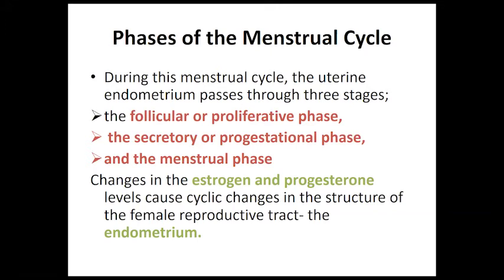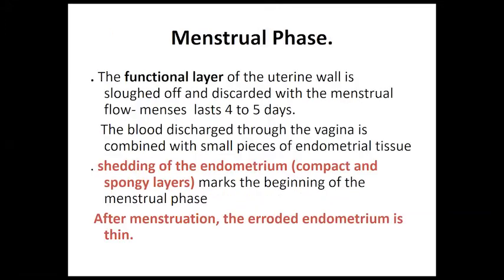So changes in the estrogen and progesterone levels cause cyclical changes in the female reproductive tract, that is, in the endometrium. First is the menstrual phase. The functional layer of the uterine wall is sloughed off and discarded with the menstrual flow. Menses last 4 to 5 days. Shedding of the endometrium, that is the compact and spongy layers, the functional layer, marks the beginning of the menstrual phase. After that, you have 2 layers, the functional layer and the basal layer.